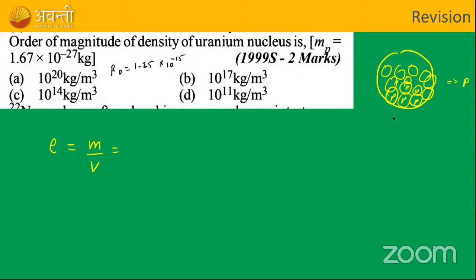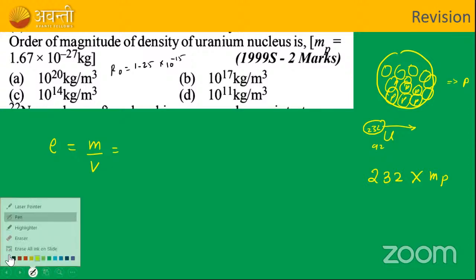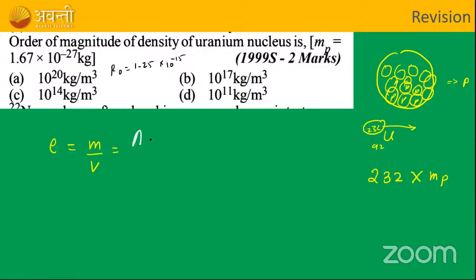So how many protons do I have? I have A number of them. For example, if I write uranium 92, 232, totally how many protons or neutrons do I have? I have 232 total constituents. In the complete nucleus, I have 232 particles. So 232 particles into the mass of an individual particle, Mp. So to find the mass of the nucleus, I can write the atomic mass number A into the mass of an individual proton, divided by the volume, which is 4 by 3 pi r cube. R cube is nothing but r naught A to the power of 1 by 3, cubed.